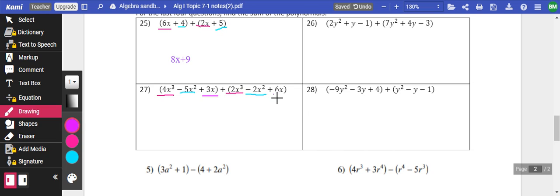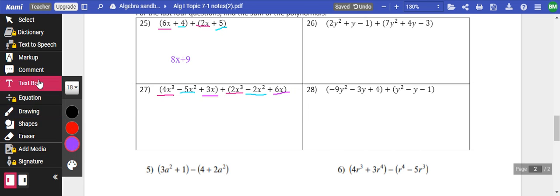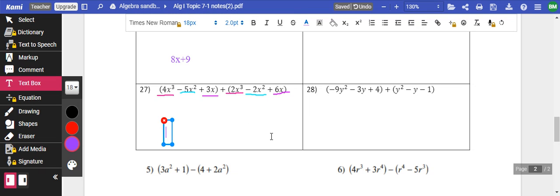This is 3x. This is 6x. They go together. So now I'm going to add those ones that are in red together. 4 plus 2 is 6. And I keep the exponents the same because I'm just adding. And then we've got negative 5x squared and negative 2x squared. So I'm going to put those together. I get negative 7x squared. I'm being careful of my signs. And then I've got 3x and 6x. That gives me 9x. That's the whole thing.